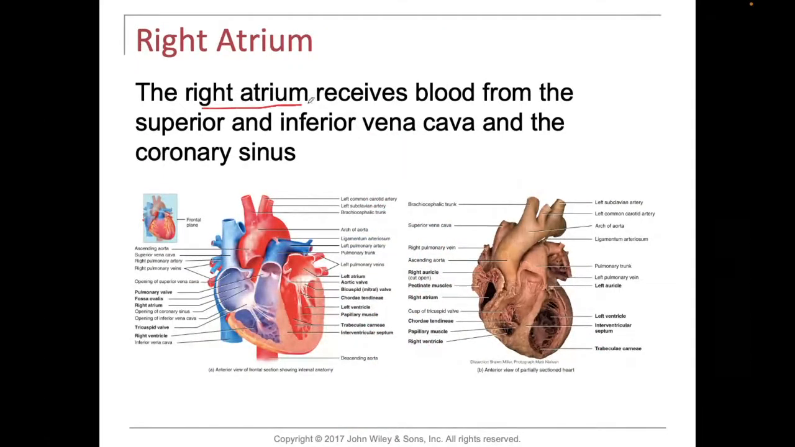So the right atrium receives the blood from the superior and inferior vena cava and the coronary sinus. That's what I mentioned. So here's the superior vena cava, here's the inferior vena cava, and right here is the opening of the coronary sinus. You can see that little hole right there that I drew.